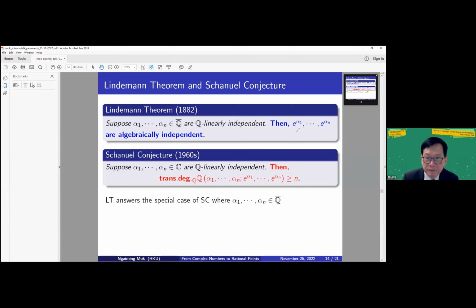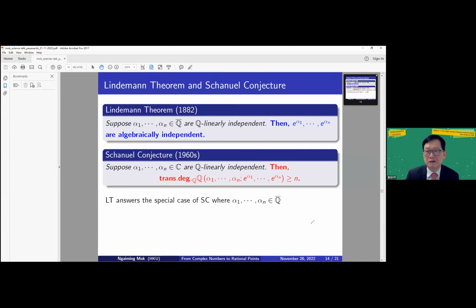Schanuel, who was a student of Serge Lang, formulated something according to which the transcendence degree of the 2n numbers alpha 1 up to alpha n, e to the alpha 1 up to e to the alpha n, where alpha 1 up to alpha n are Q-linearly independent complex numbers, would be bigger than or equal to n. This is a big conjecture, and so far very little has been done beyond Lindemann's theorem. But something could be done by Alan Baker.